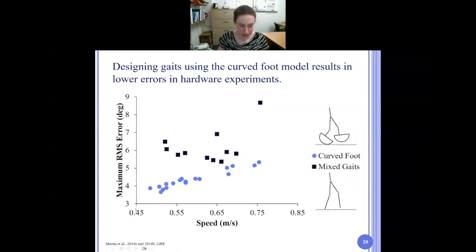So this plot shows the speed that Ernie walked at on the horizontal axis. The vertical axis shows the maximum RMS error from the experiments. The data from the curved foot model gaits is shown with these light blue circles, and the data from the mixed gaits, basically where I had the model that had point feet, but the hardware had curved feet, is shown with these dark squares. And as you can see, for a given speed, the curved foot model consistently had lower errors. This is what we would expect because the model matched the experiment.